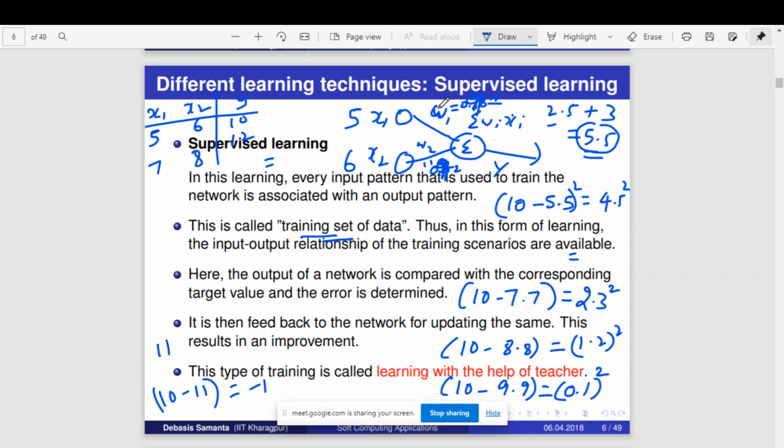So let us keep W1 as 1. Let us make W2 around 0.9. Now what will be the output? 5 plus 6 into 0.9. What is that? 10.4, right? So the predicted output is 10.4. The actual output is 10. So 10 minus 10.4 is minus 0.4. Right? Still it is in the negative direction.